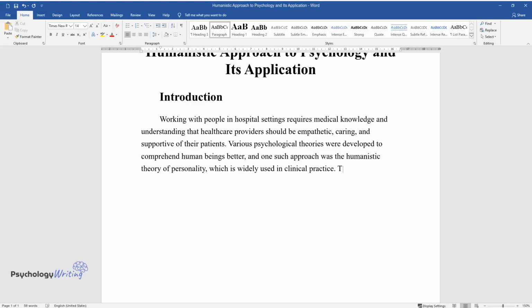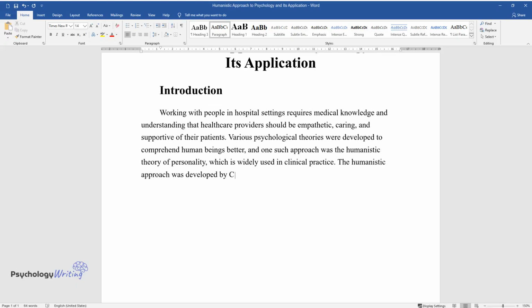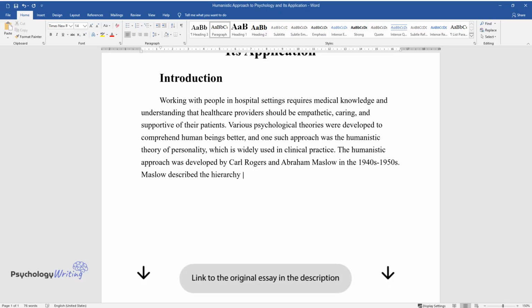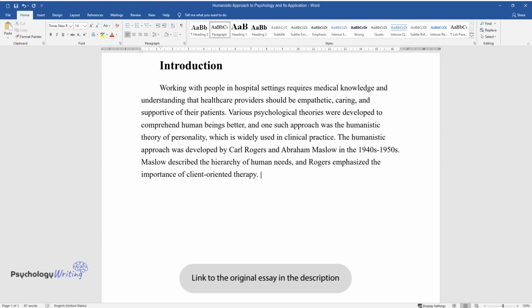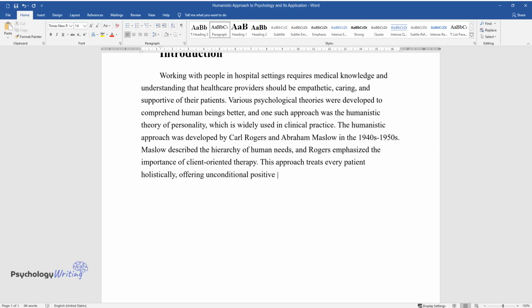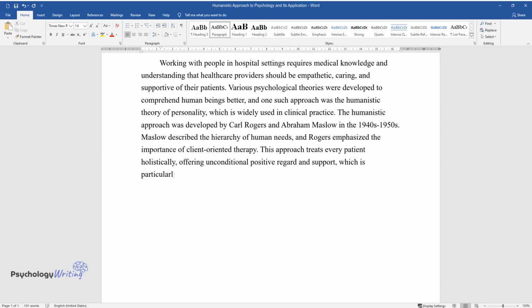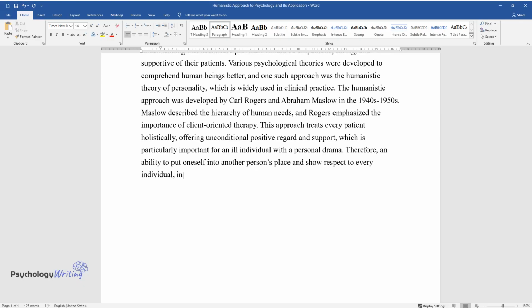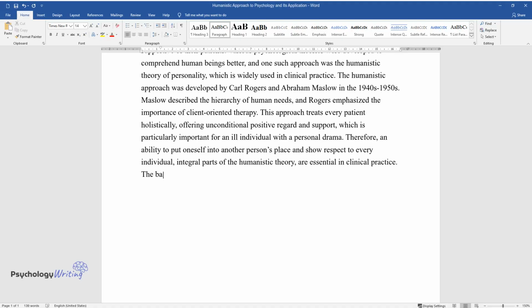The humanistic approach was developed by Carl Rogers and Abraham Maslow in the 1940s to 1950s. Maslow described the hierarchy of human needs, and Rogers emphasized the importance of client-oriented therapy. This approach treats every patient holistically, offering unconditional positive regard and support, which is particularly important for an ill individual with a personal drama. Therefore, an ability to put oneself into another person's place and show respect to every individual, integral parts of the humanistic theory, are essential in clinical practice.